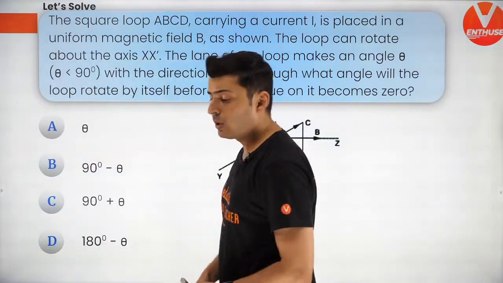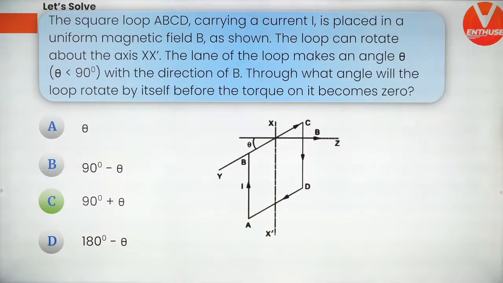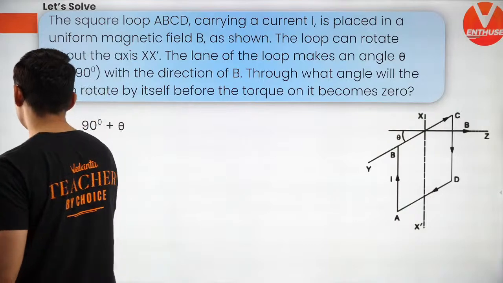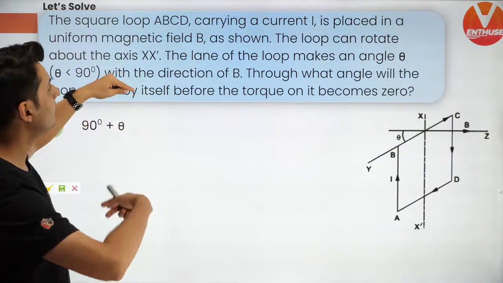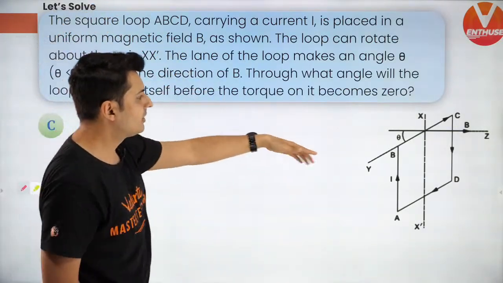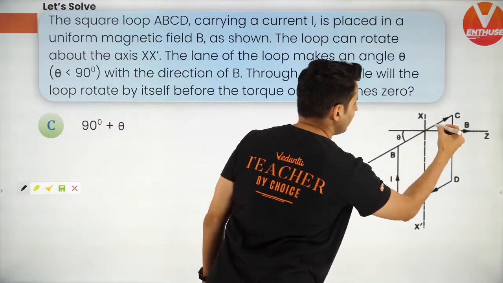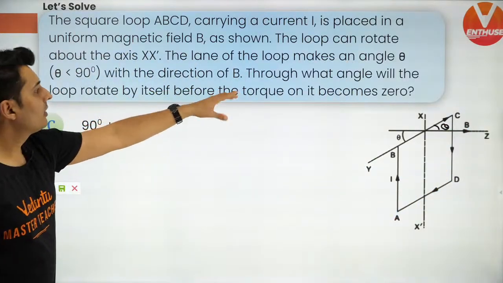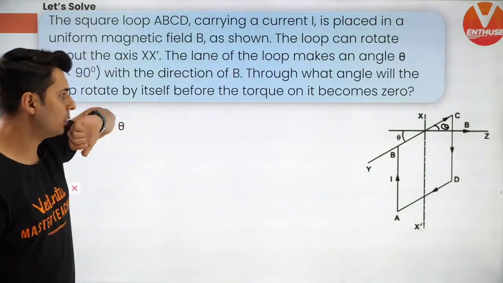All right. Let's see what the correct answer is. Okay, the correct answer is 90 plus theta. Now, why is it 90 plus theta? Let me tell you. See, this is a loop. It carries current. The loop can rotate about xx prime and this makes angle theta. Now if that makes angle theta, then even this is theta. Okay, opposite angles. Then through what angle will the loop rotate by itself before the torque on it becomes 0?